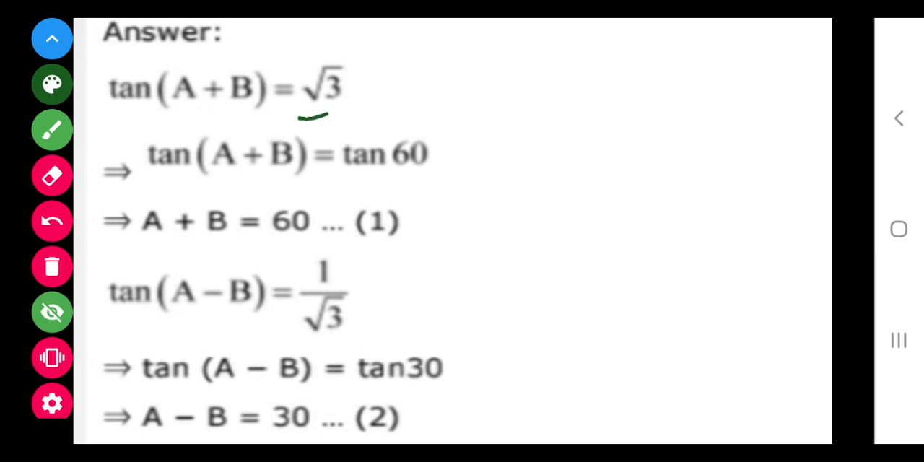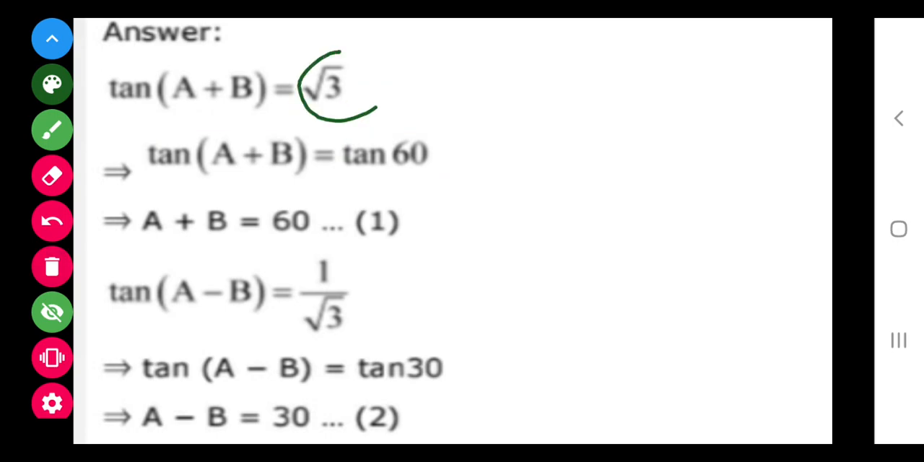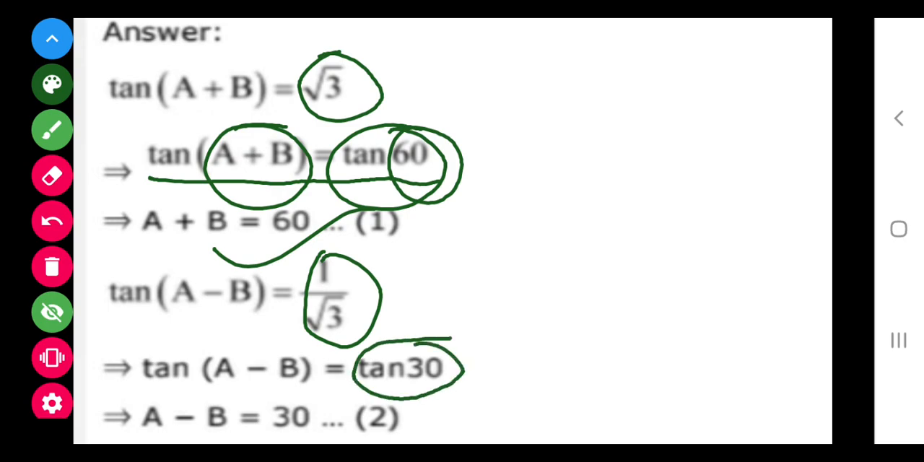So what we will do, we will check at which angle tan is root 3. At tan 60, tan is root 3. If you see the table, you will see that root 3 is the value of tan 60. And why are we choosing tan only? Because now we can compare. Now on comparing, A+B is equal to 60 degrees. Similarly for the second one, 1 upon root 3 is at which value of tan? That's 30 degrees. So on comparing again, A-B is equal to 30.